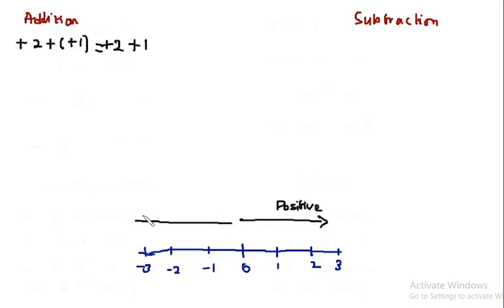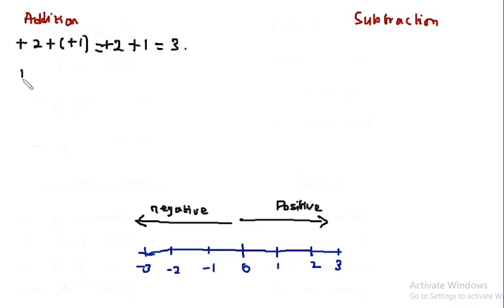Negative movement means moving this way. So these are the negative movements. So if I have +2, I'm moving 1, 2. +1, I'm moving towards this way. So this is equal to 3.